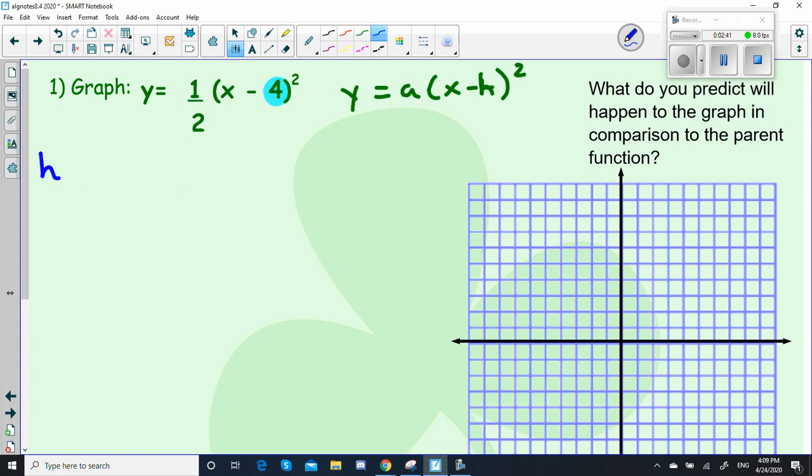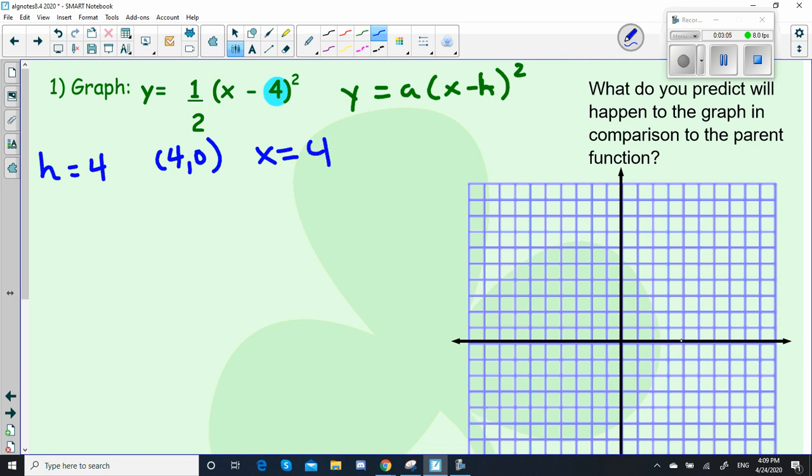So h is 4. We can tell that it's a smile, or it opens up, because it's got a positive a. And we can tell that it's also a shrink, or it's going to be wider than the parent function, because 1/2 is between -1 and 1. All right, so my vertex is 4, 0. And my axis of symmetry is x equals 4. So I can go ahead and graph that.